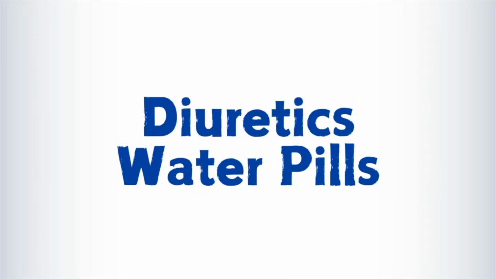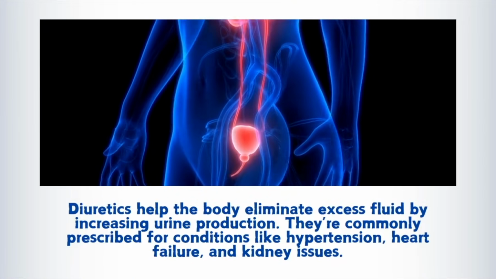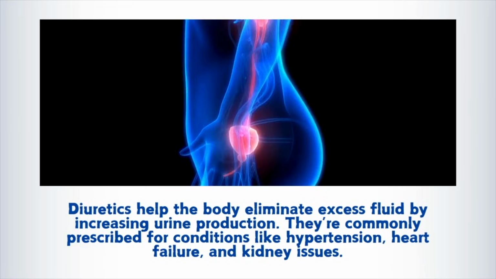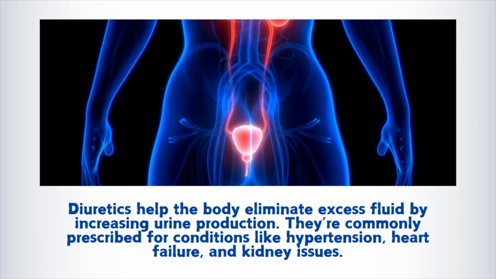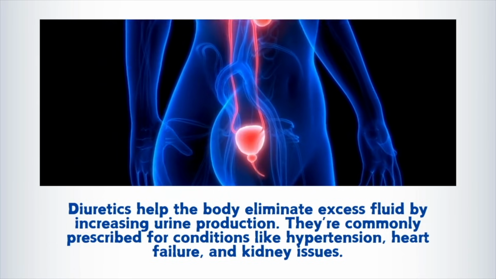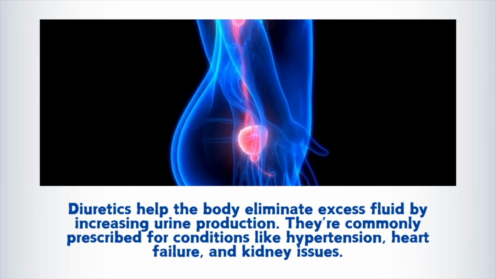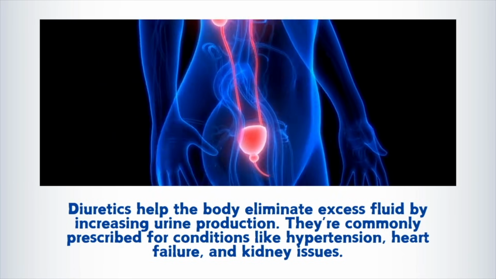Our next medication category is diuretics, also known as water pills. This type of medication helps the body eliminate excess fluid by increasing urine production. They're commonly prescribed for conditions like hypertension, heart failure, and kidney issues.